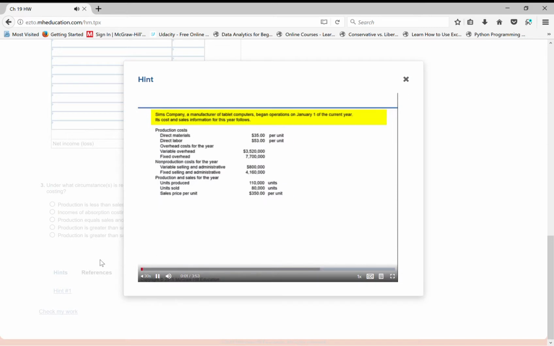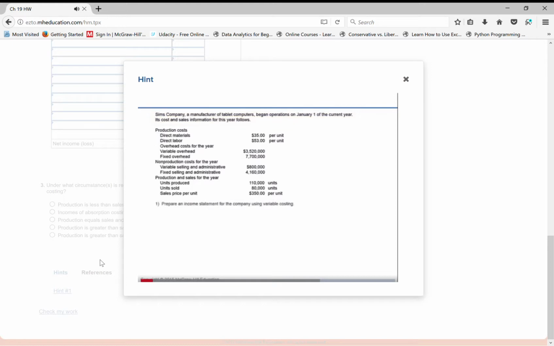Sims Company, a manufacturer of tablet computers, began operations on January 1st of the current year. Its cost and sales information for this year follows.